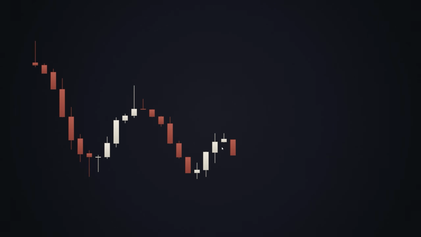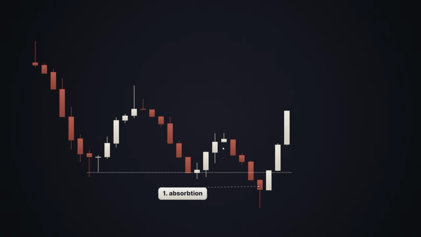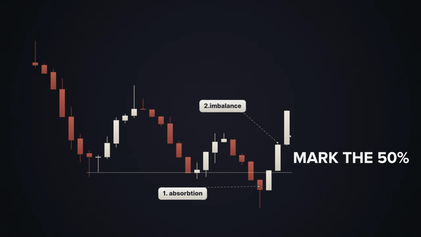Look at this. Price sweeps the lows again. But this time is different. Look at that candle. It is a massive bullish impulse. It leaves a clean imbalance. I am marking the 50% level of that candle. Now I wait. Price starts to pull back, and as it dips into my zone, I enter long. My stop loss goes just below the sweep wick.